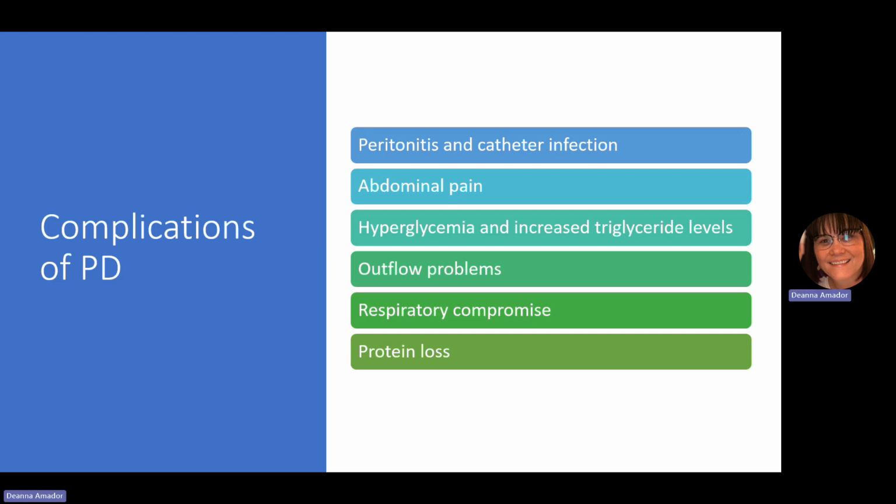You can have protein loss, so the peritoneal membrane, because of how permeable it is to plasma proteins, amino acids, things like that, can result in excessive protein loss. So it goes on to talk about a positive nitrogen balance can be maintained with adequate protein intake.